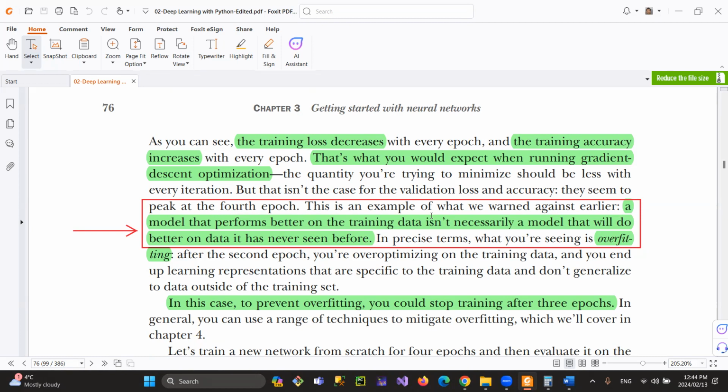They seem to peak at the fourth epoch, similar to my model. This is an example of what we warned against earlier. A model that performs better on the training data isn't necessarily a better model. That was the test and quiz. A model that performs better on training data is not necessarily a model that works better with unseen data, right? This is the prime example of overfitting. It says that in this case, to prevent overfitting, we could stop training after 3 or 4 epochs, right? James, that's what you asked. Now we can understand where we pick. Yeah.